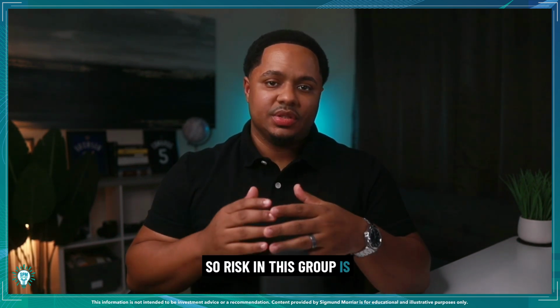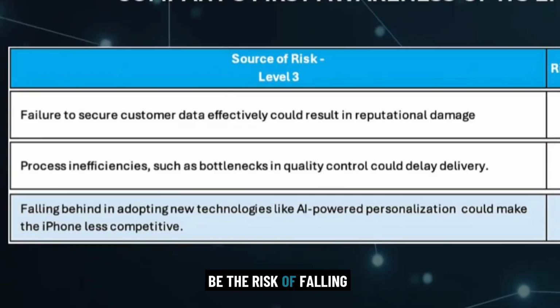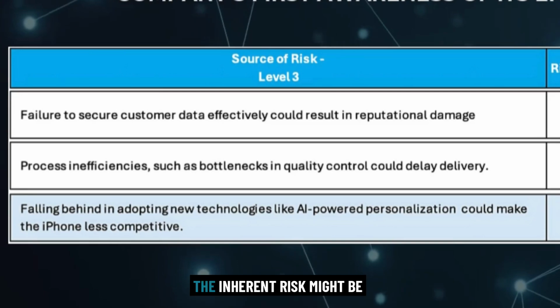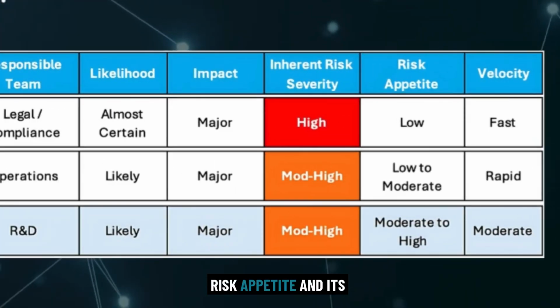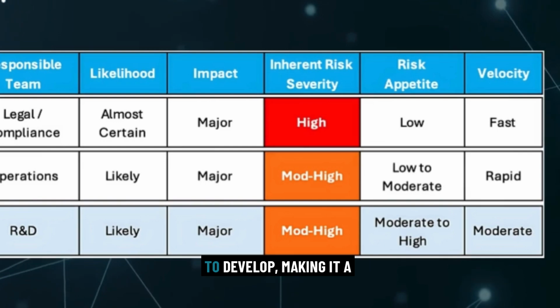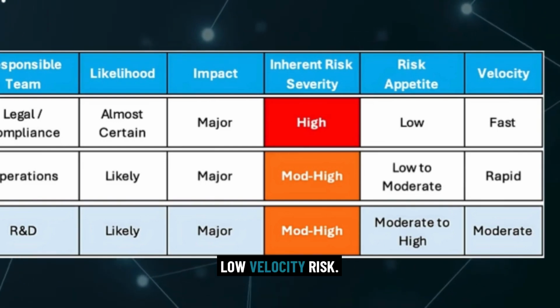Finally, we have the low priority group. So risk in this group is effectively going to be characterized by low levels of inherent risk, slow velocity, or appetite alignment. So a good example would be the risk of falling behind in technology innovation. The inherent risk might be moderate to high, but it's aligned with the risk appetite, and its effects would take about a year to develop, making it a low velocity risk.